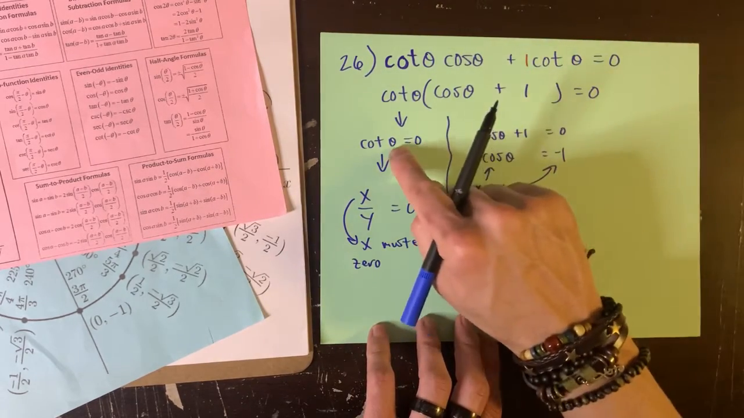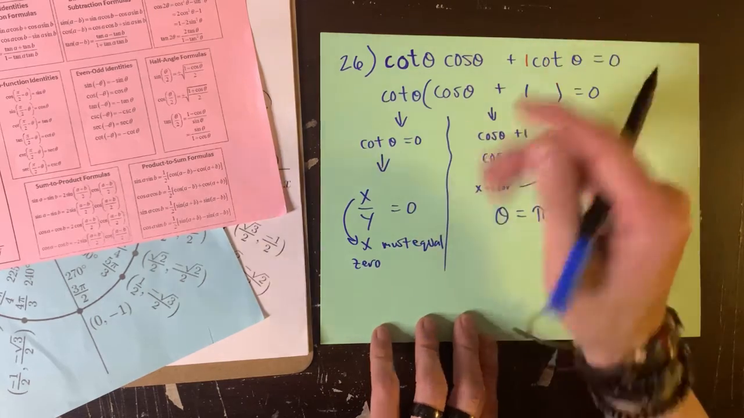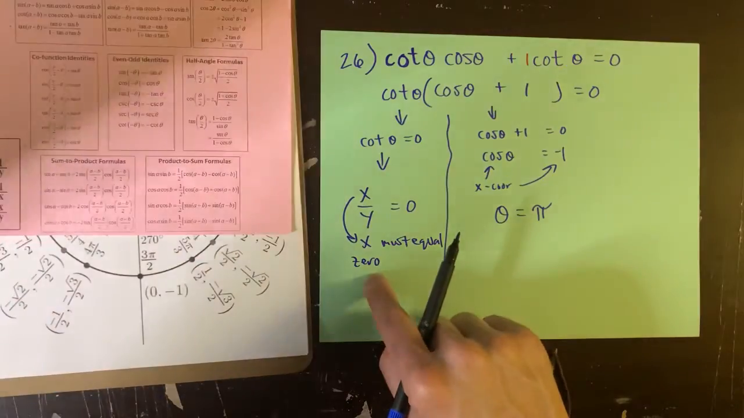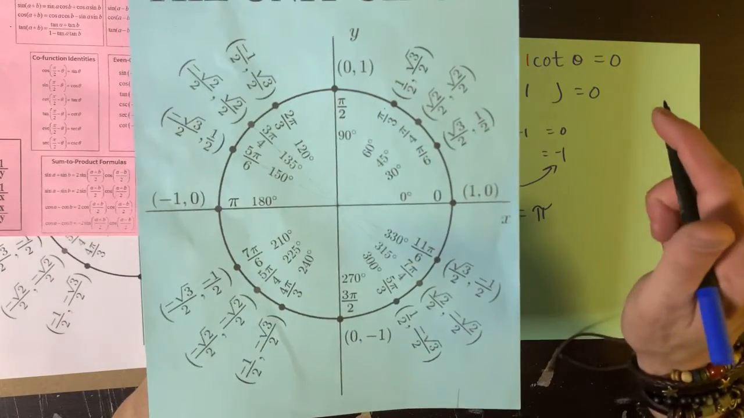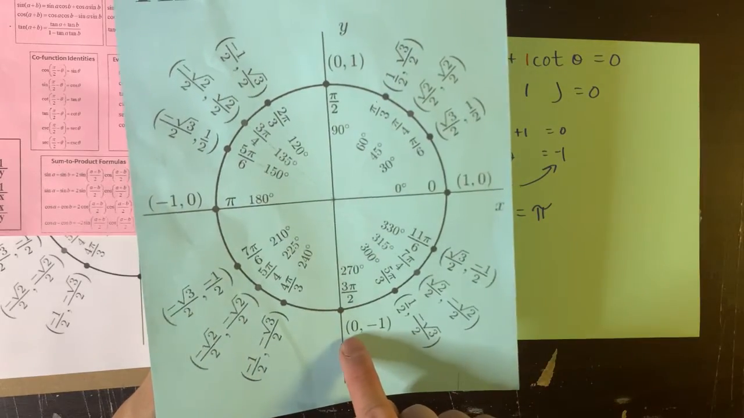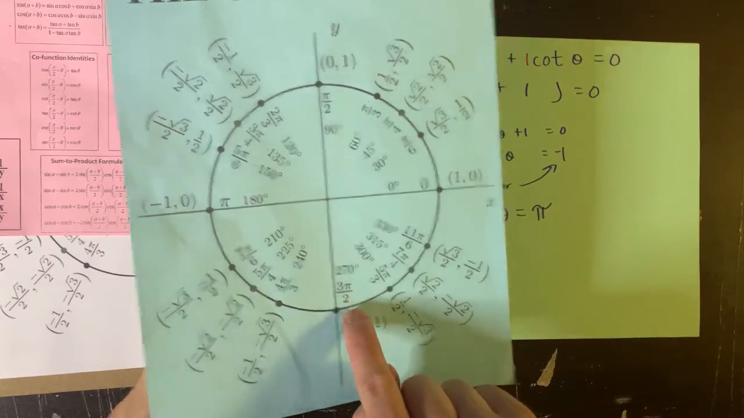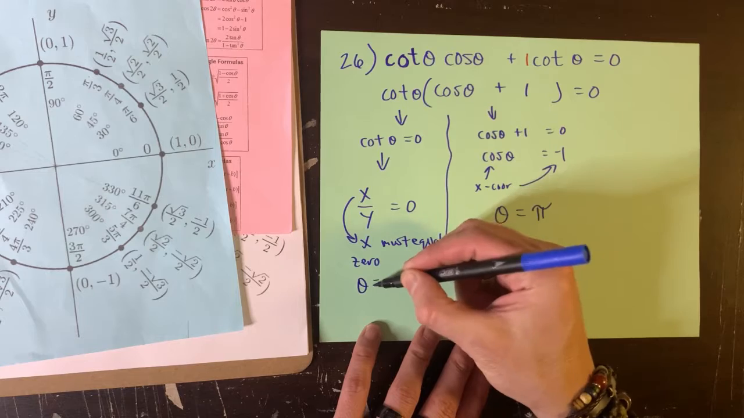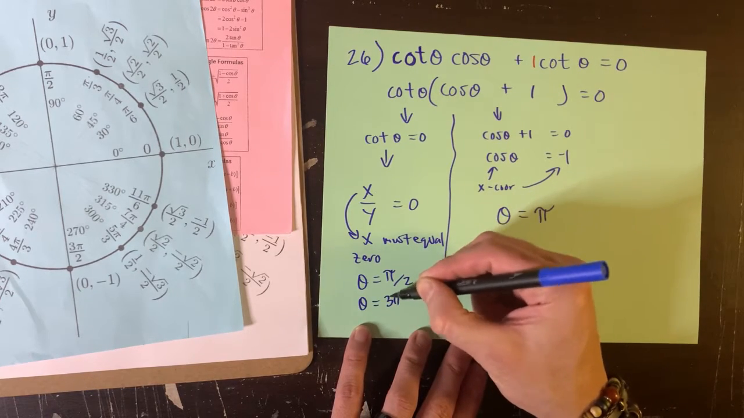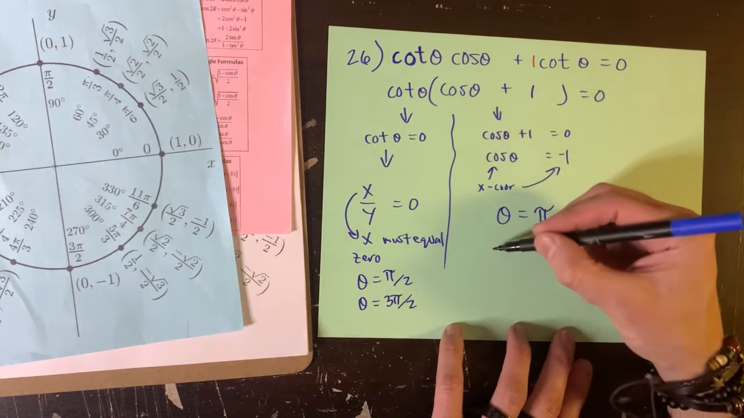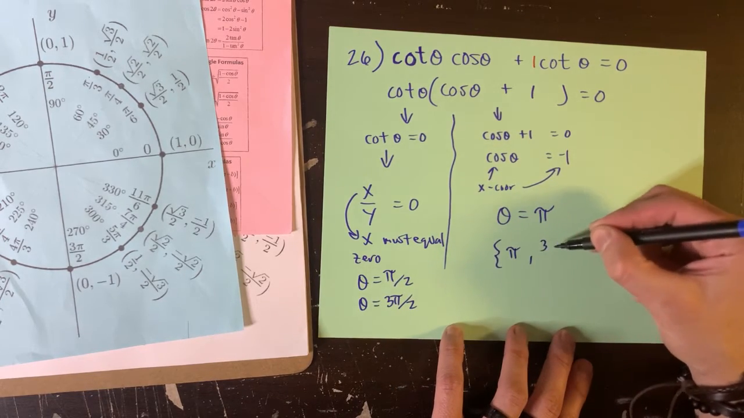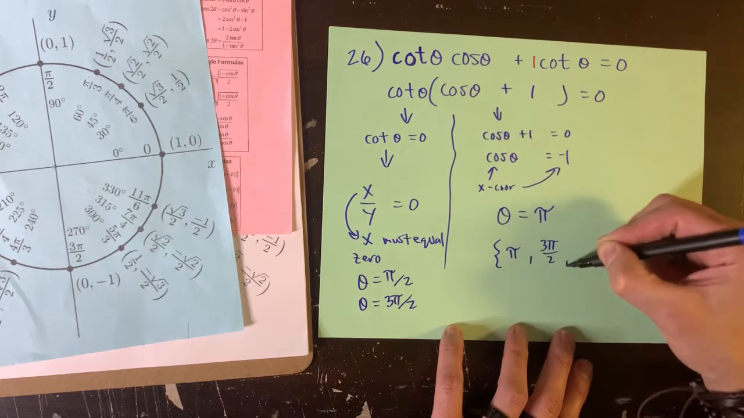So find angles theta where there's a point where the x-coordinate is 0. Well, where do we have x-coordinates of 0? Here and there. That's pi over 2 and 3 pi over 2. So you would think that your solution set would be pi, pi over 2, 3 pi over 2.